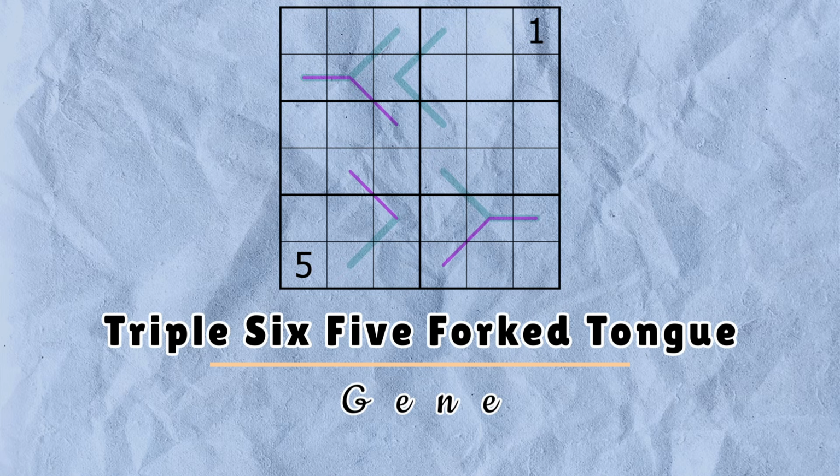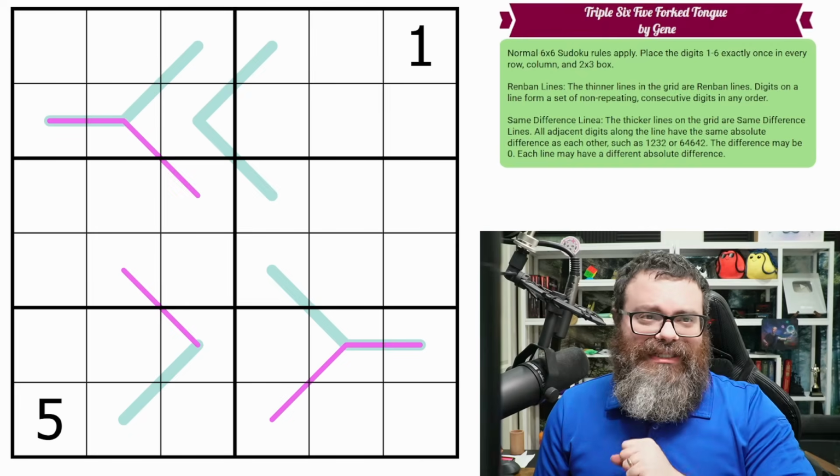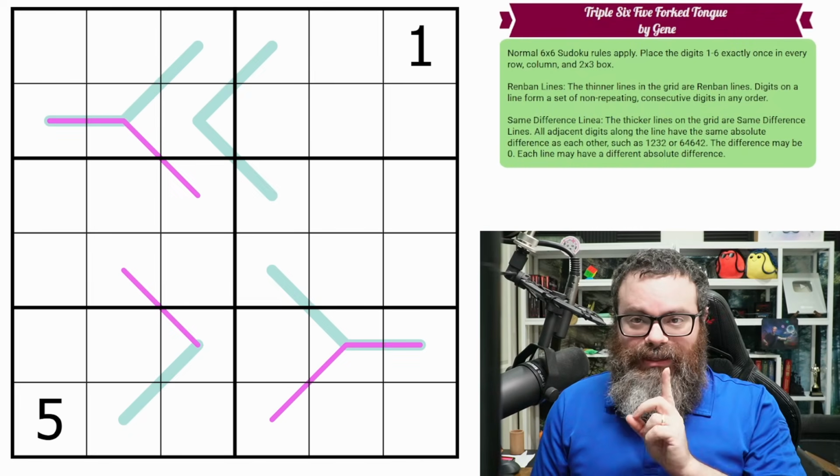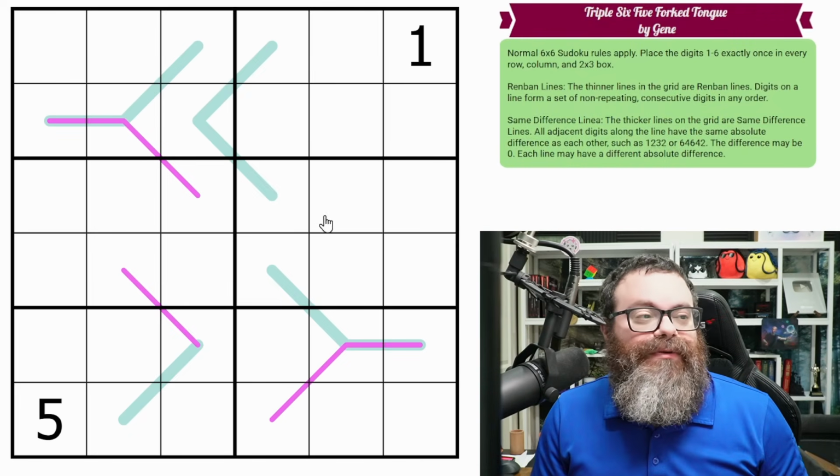Hello, let's continue our Sudoku adventure with 666 Five Forked Tongue by G. So this continues our same difference lines theme week. Hope you're enjoying it. Let's go over the rules.